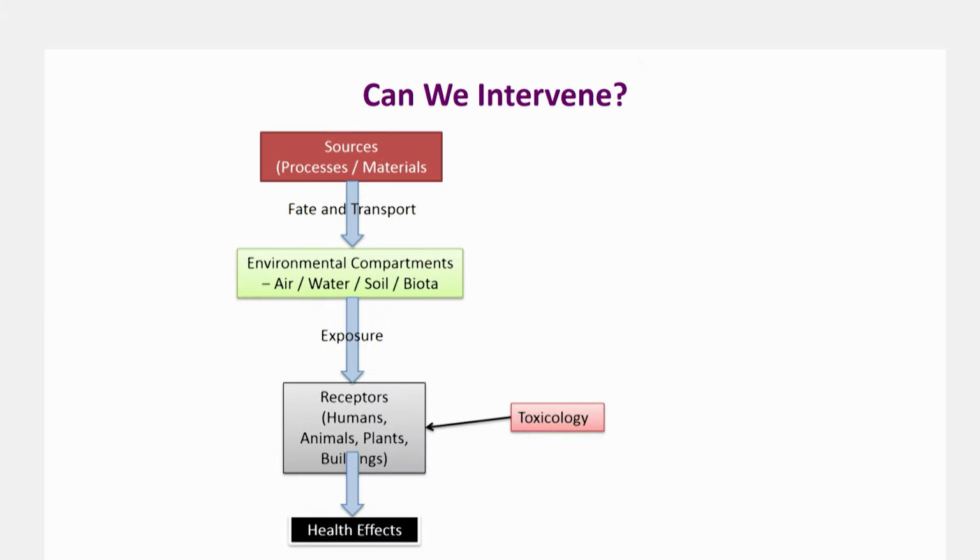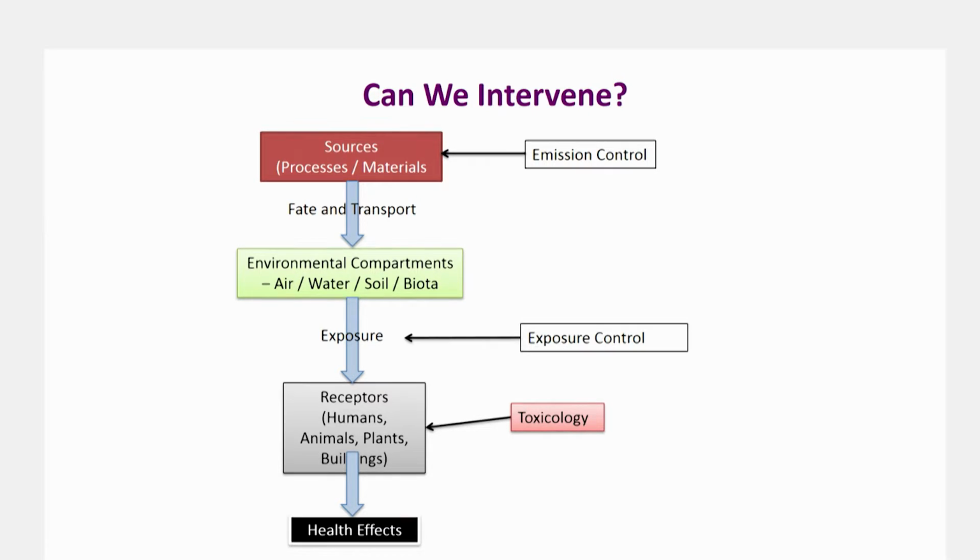So, can we intervene? The answer is yes, we can intervene in multiple places. We know this pathway, we know a source, we know where it is going, what it is going to cause, and we can intervene in a couple of ways. One is emission control, which means that we can stop it at the source. The second is, if we can't stop it at the source, we at least stop a receptor from getting exposed to it. This is the easy part.